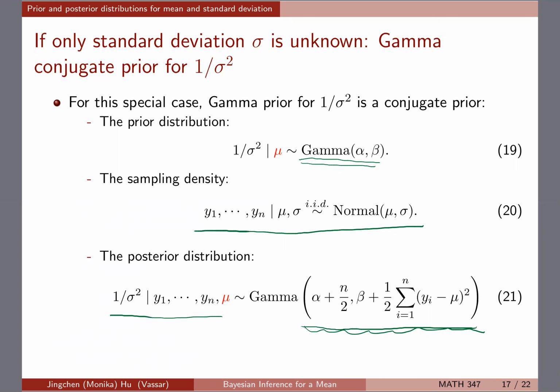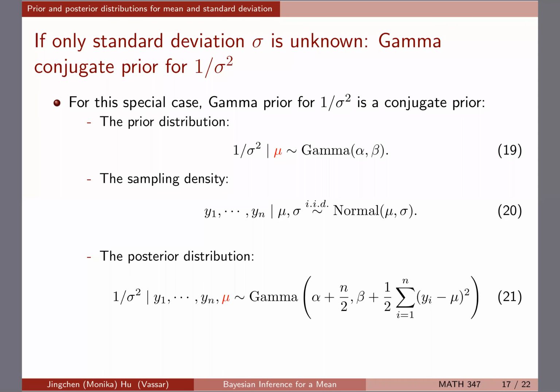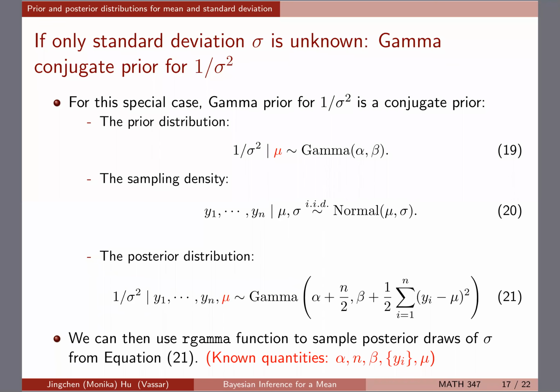Okay. So one last thing is, I should also say gamma is a pretty widely used distribution. So in order to do any kind of posterior summary, you can use the rgamma function in R.